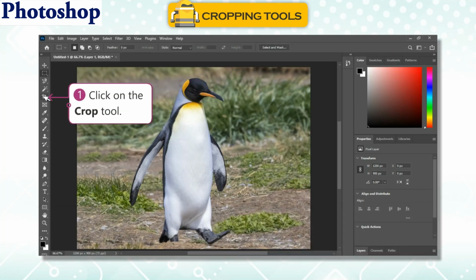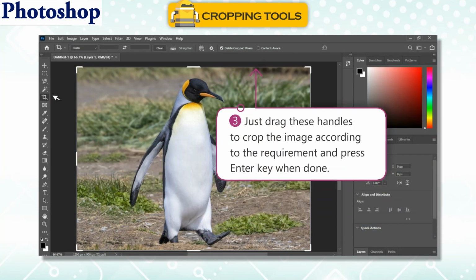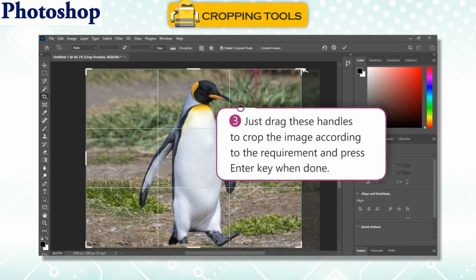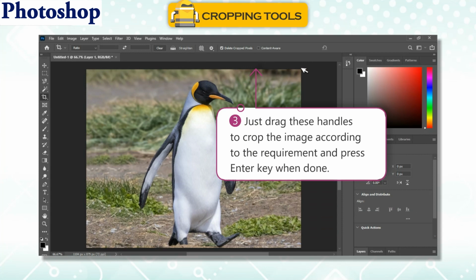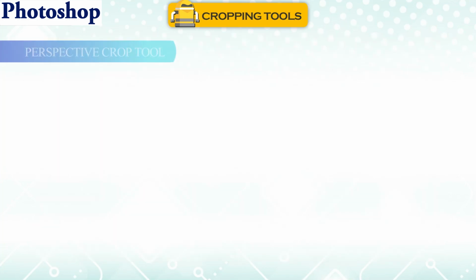Click on the crop tool. Handles can be seen in each of the 4 corners as well as in the middle of the side. Then just drag these handles to crop the image according to the requirement and press Enter key when done. The selected image within the boundary would be separated from the rest of the parts that were outside the boundary.